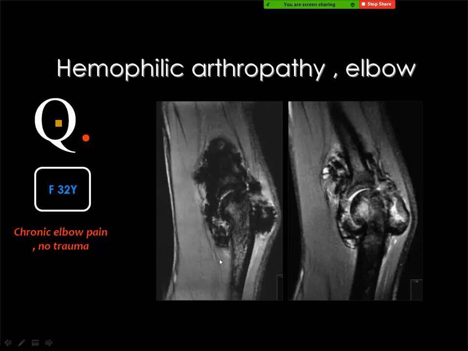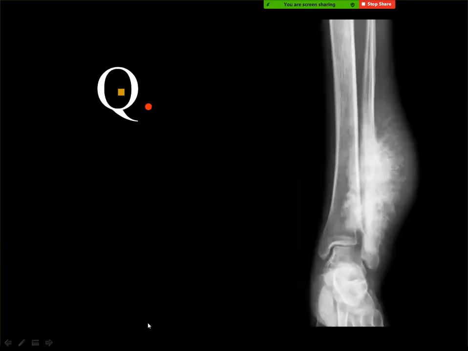Then, if you have a lesion like this, this is for the differential diagnosis between both hemophilic arthropathy and pigmented villonodular synovitis.